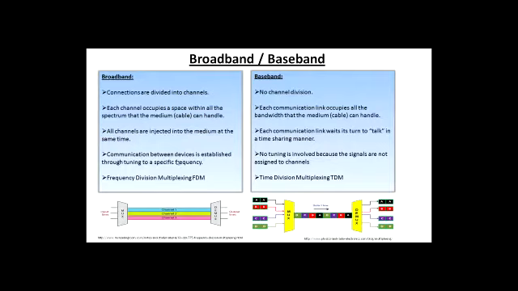Communication between devices is established through tuning to a specific frequency. So in frequency division multiplexing, all the channels are there. You just pick which one you want by tuning into it, but they still exist at all times. So this is considered frequency division multiplexing, or discrimination, or choosing something.